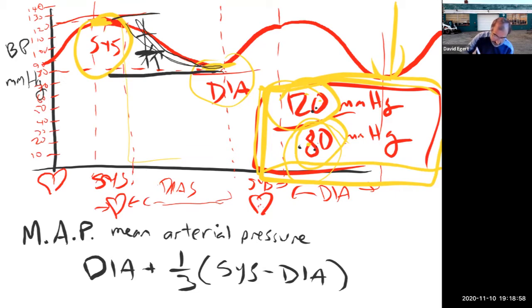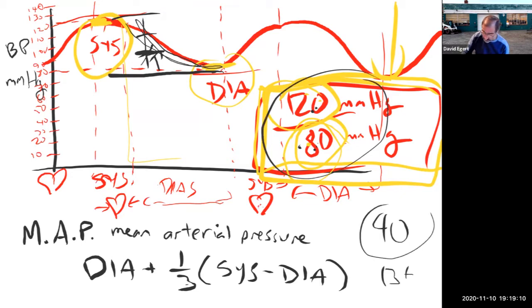So it's right here. Somebody said it's going to be about 93 1/3, right? In this case, systolic minus diastolic is 40. 1/3 of 40 is 13 1/3. And 80 plus 13 1/3 would be 93 1/3 millimeters of mercury, because I want to keep my units. So that is the basic way you do mean arterial pressure.